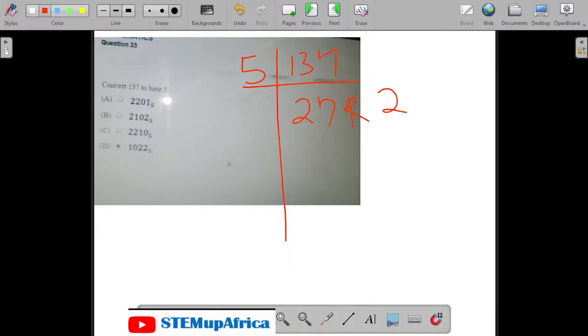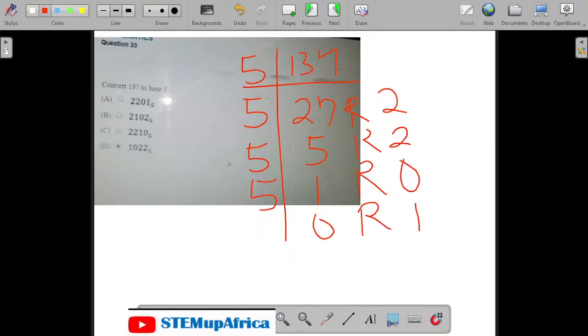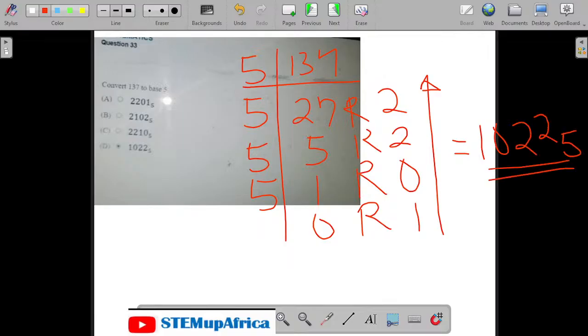Then 5 can go again. That will give us 5 remainder 2. Then 5 can go again. That will give us 1 remainder 0. 5 can go again. That is 0 remainder 1. Like I said earlier, we take the answer from bottom to up. So taking from bottom to up, what is it giving to us? 1022 in base 5, which is option D.